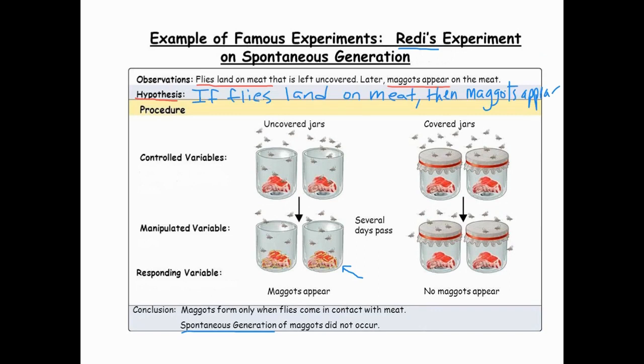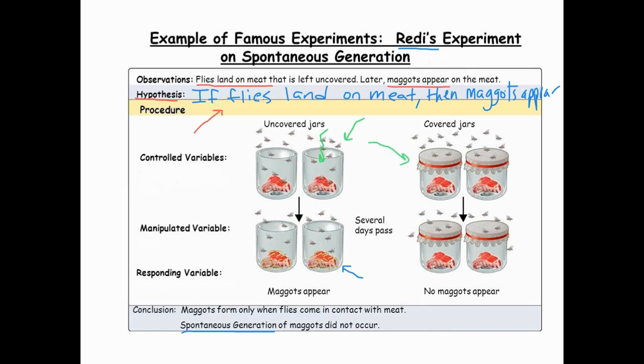Now, hopefully you wrote something kind of like this. Redi believed his hypothesis was, if flies land on meat, then maggots will appear. Now, what Redi did to test this was pretty straightforward, pretty simple. He got two groups. He had a control group of meat that was in jars that were uncovered so the flies could get in there.